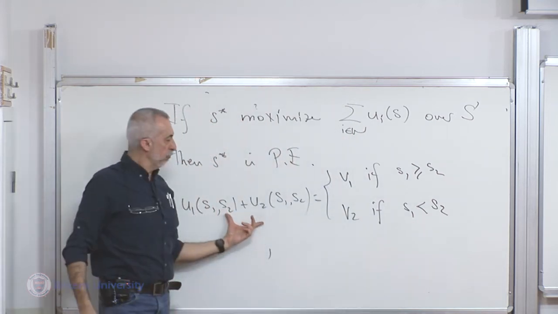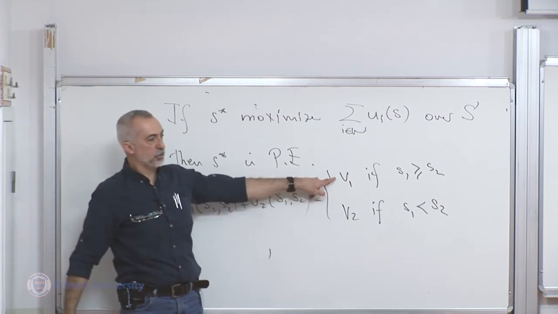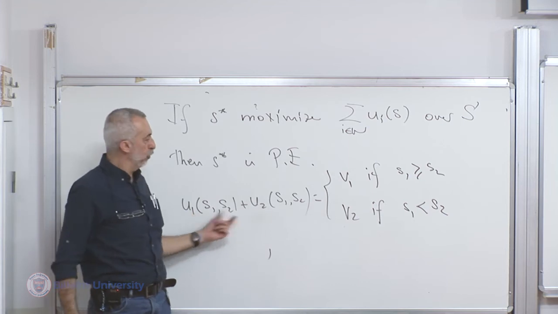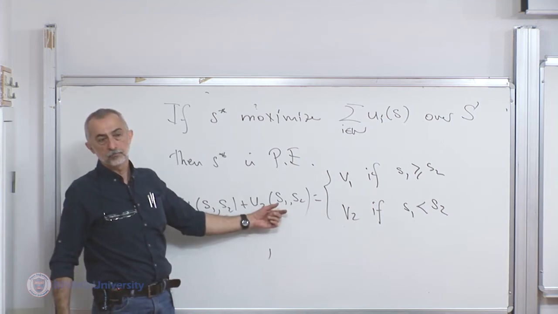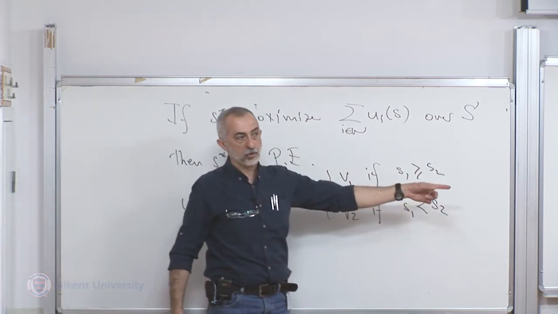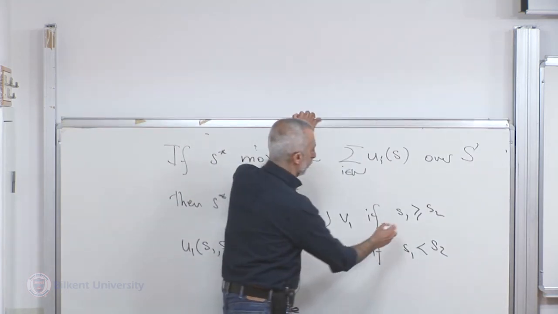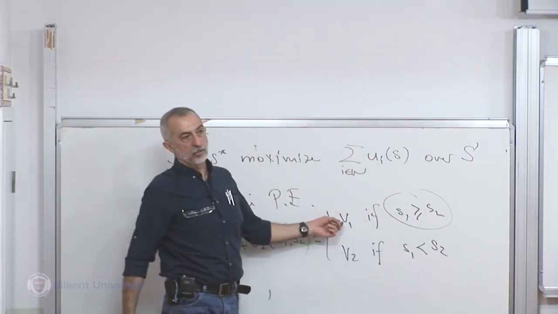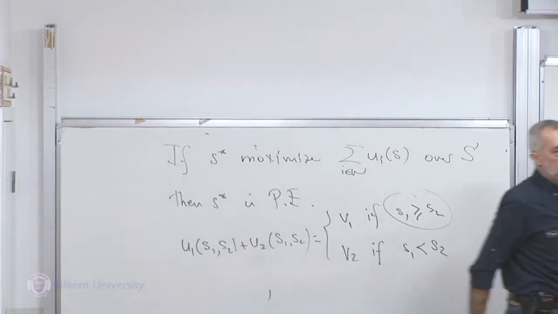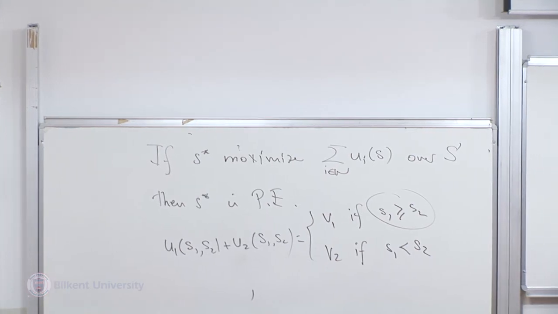So what is the maximum value that this summation can take? As your friend suggested, it's V1. At the Nash equilibrium, what is U1 plus U2 equal to? At the Nash equilibrium, agent 1 gets the object. S1 star is equal to S2 star. So this is the case. So the Nash equilibrium maximizes the sum and hence is Pareto efficient automatically. That's what your friend has used.